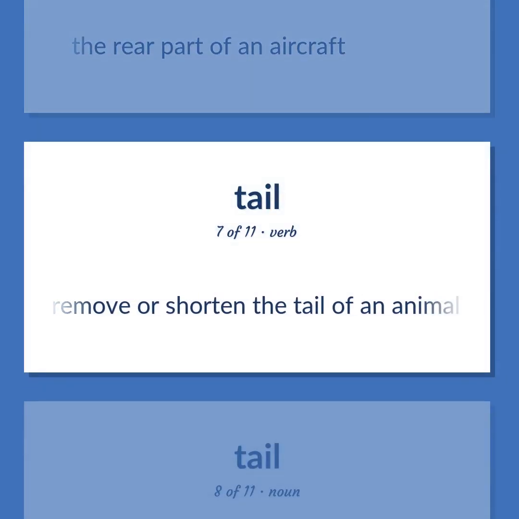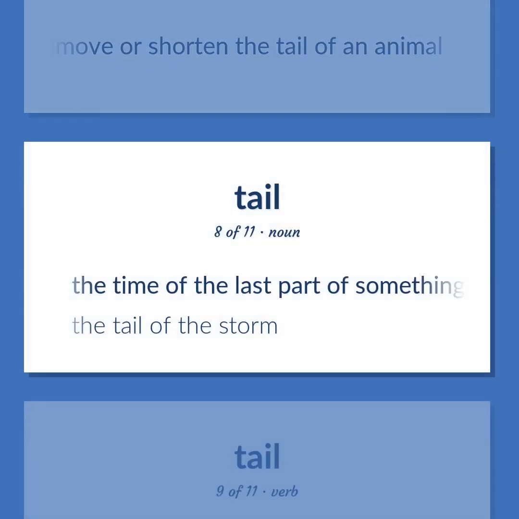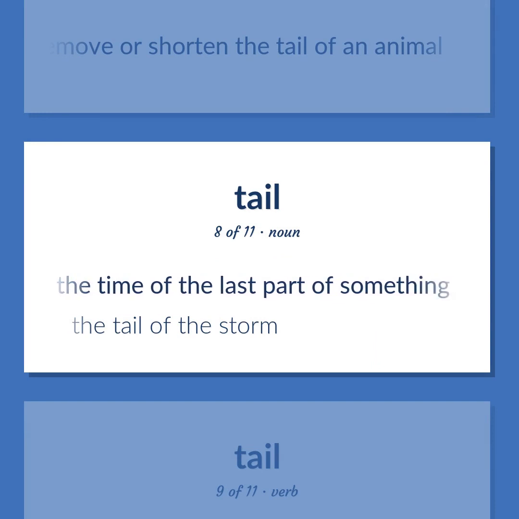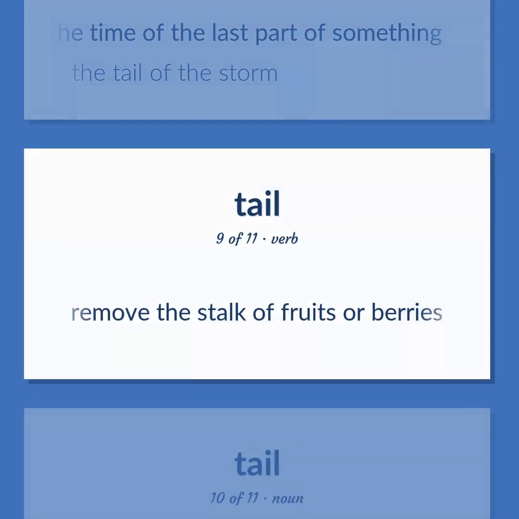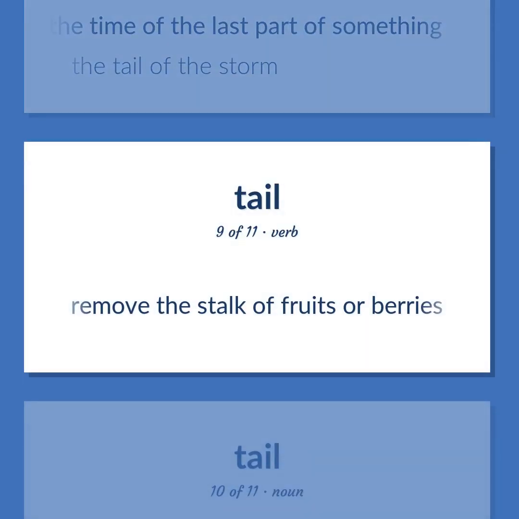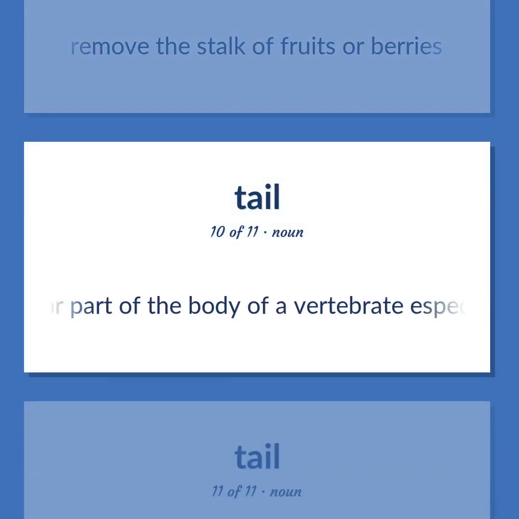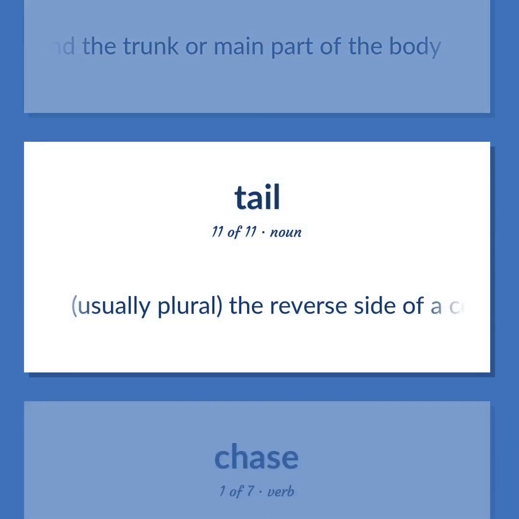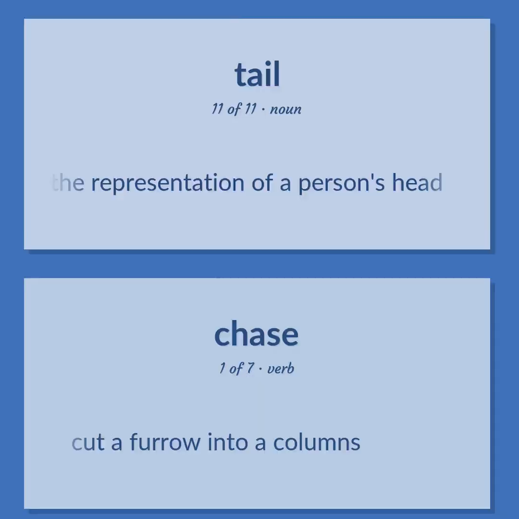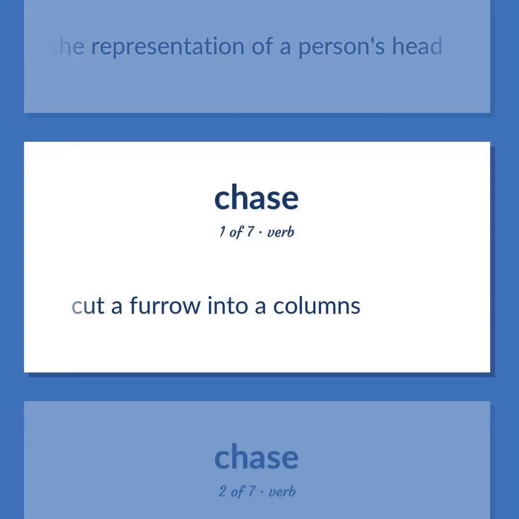Remove or shorten the tail of an animal. The time of the last part of something. The tail of the storm. Remove the stalk of fruits or berries. The posterior part of the body of a vertebrate, especially when elongated and extending beyond the trunk or main part of the body. Usually plural, the reverse side of a coin that does not bear the representation of a person's head. Cut a furrow into a column.